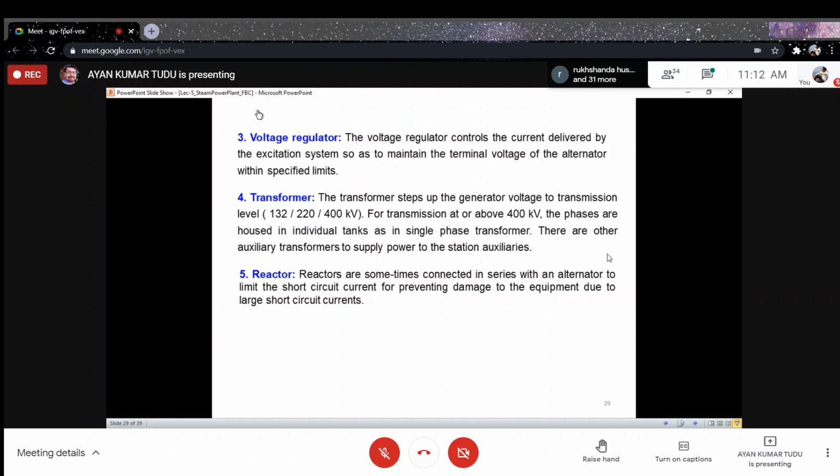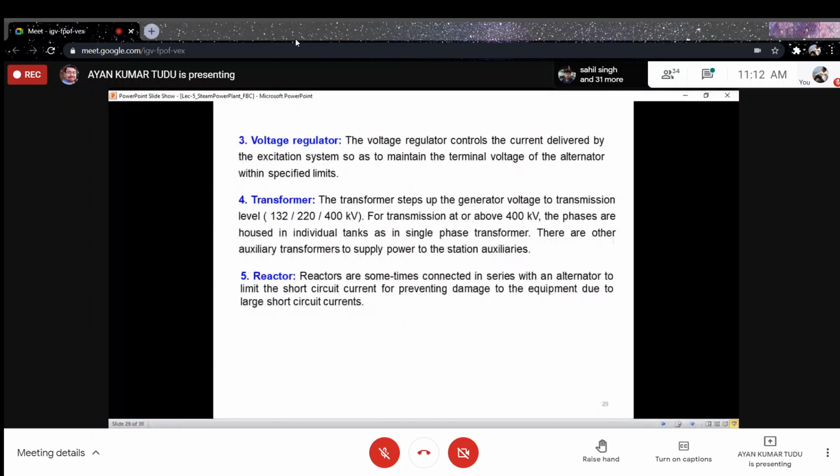Then we have our reactors. As you can see, what type of reactors we have stated. The reactors are sometimes connected in series with the alternators to limit the short circuit current, for preventing damage to the equipment.